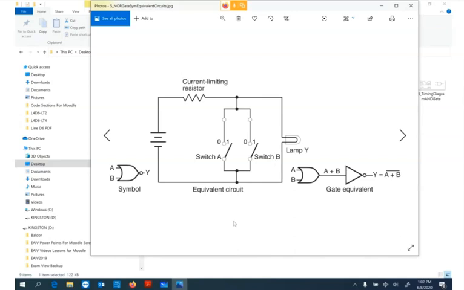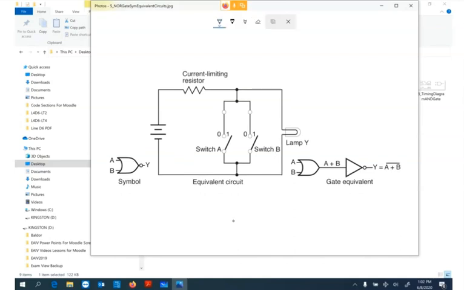NOR, same idea. It's like an OR. There's our little circle. That's indicating our inverter gate. It's like an OR with an inverter gate on the out. Now a regular OR was A plus B. And because of the inverter gate, we don't put the bar over the Y, we put it over the whole equation.